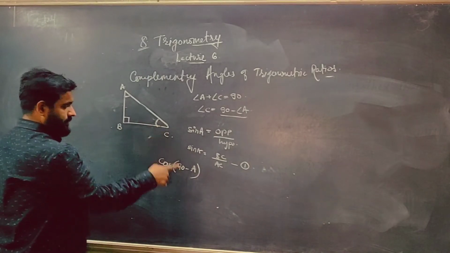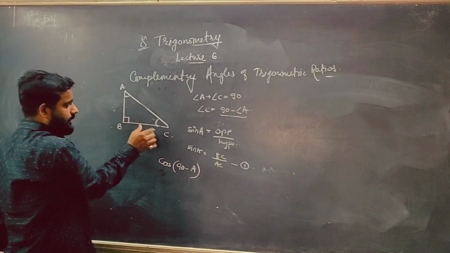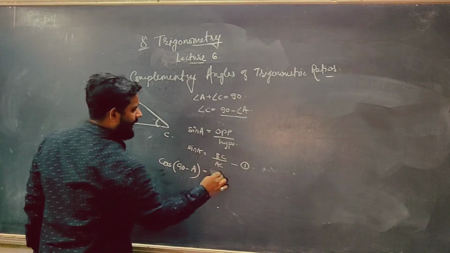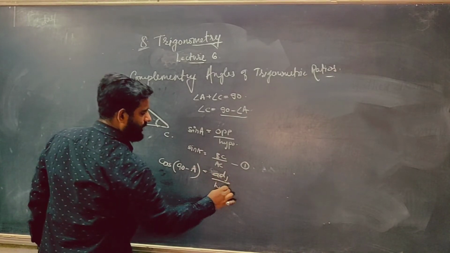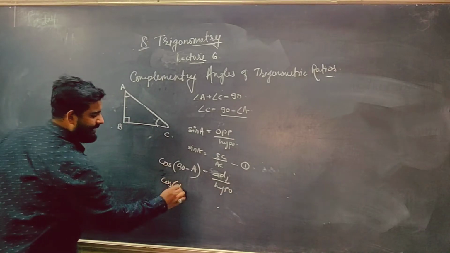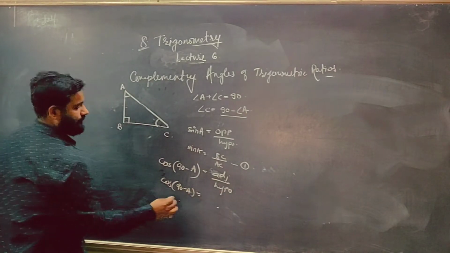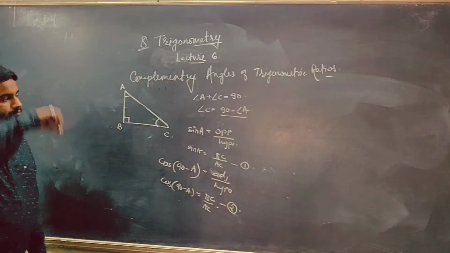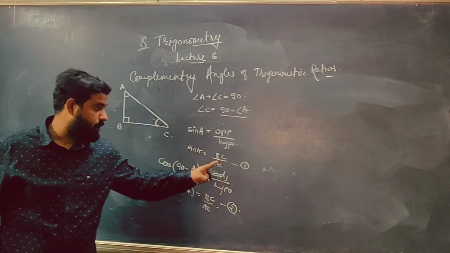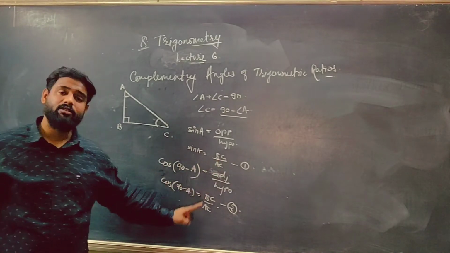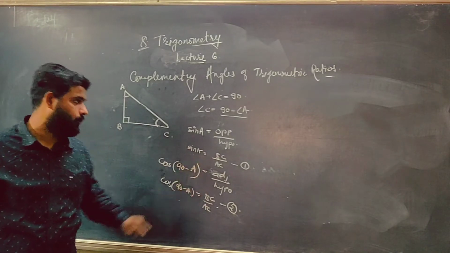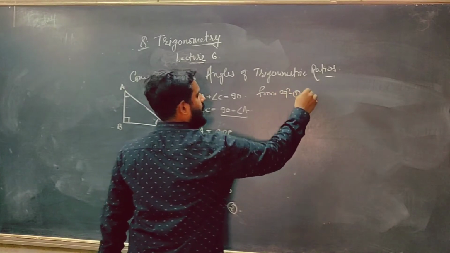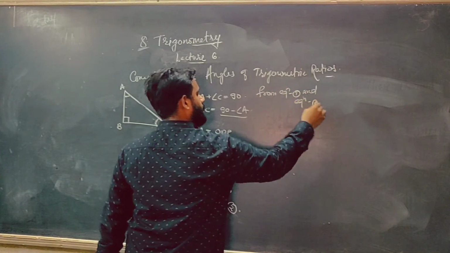So cos C means cos of 90 minus A is what? Adjacent upon hypotenuse. For cos C, this will be adjacent, this will be hypotenuse. So again, I'll write adjacent upon hypotenuse. So cos of 90 minus A is going to give you BC upon AC, and that will be part of equation number 2. Sin A was also equal to BC upon AC, and cos of 90 minus A is also coming out to BC by AC. So from equation number 1 and equation number 2, what can you judge?